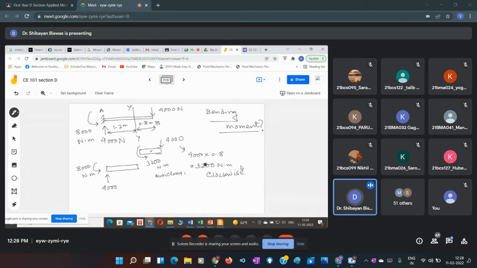Because the external force is creating a moment in the clockwise direction, if we want to find the equilibrium for the right part, another equal and opposite moment is needed for this right part only. So the same amount of moment, but in the opposite direction, should be there. So for this right part, one anti-clockwise moment with the same magnitude, 3200 Newton meter, is acting.